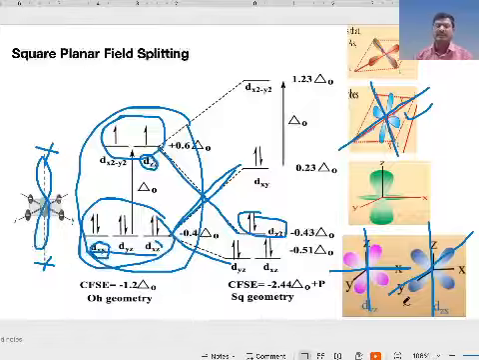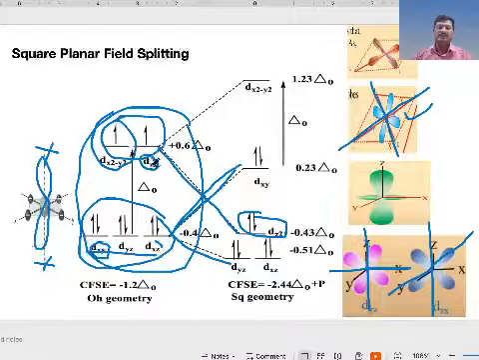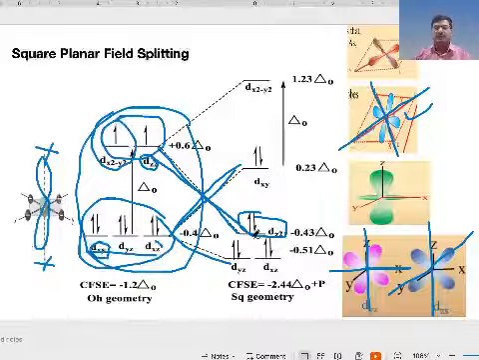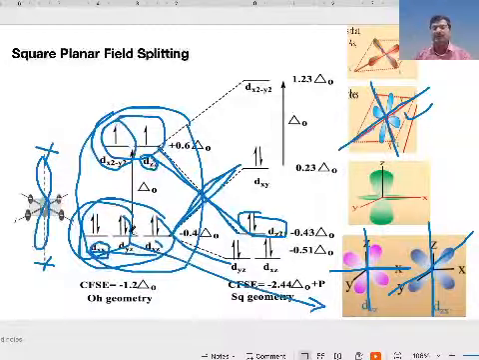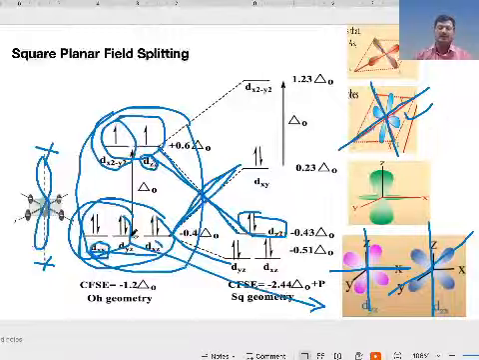less energy. Same thing. So there is no change in the energy of the dx square y square. It will be present at the same place. And dz square is moving into lower energy. xy is moving into a little bit higher energy. And these two orbitals are also moving into a little bit lower energy compared to the octahedral. So this is the square planar splitting.